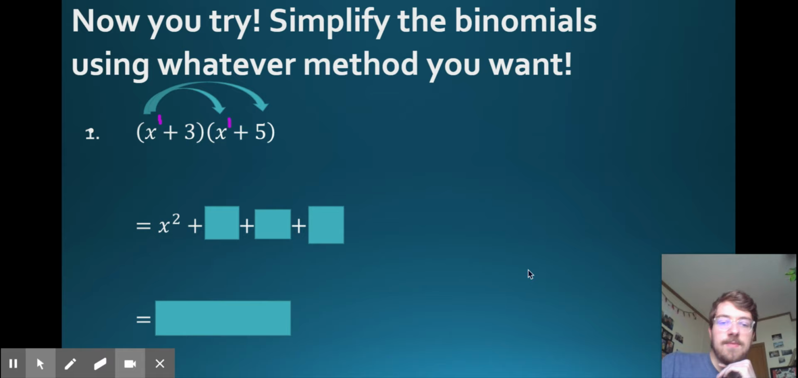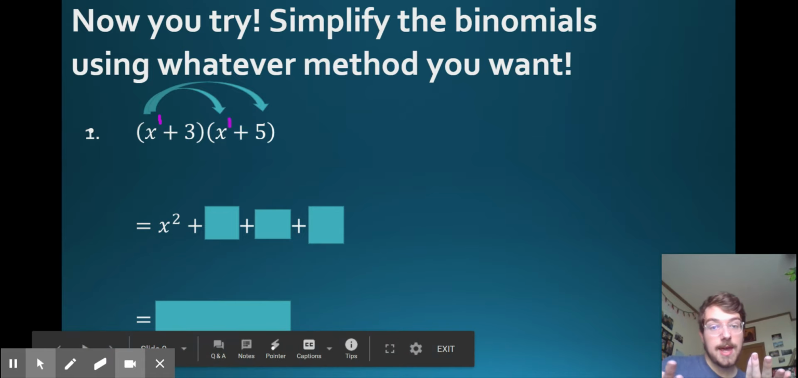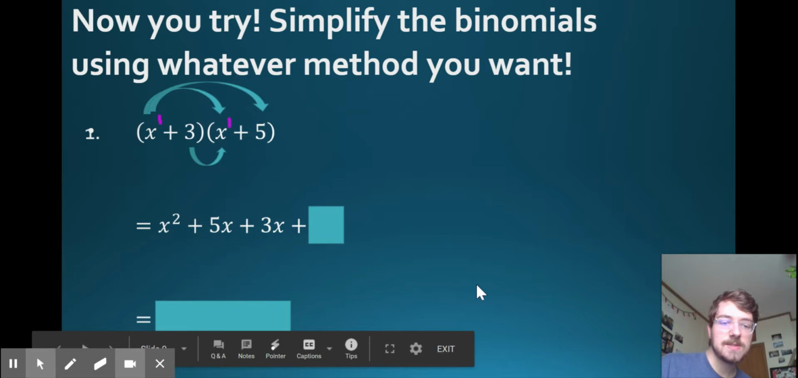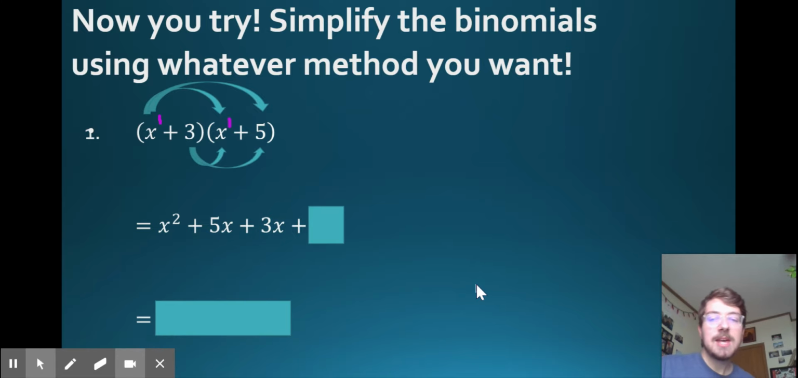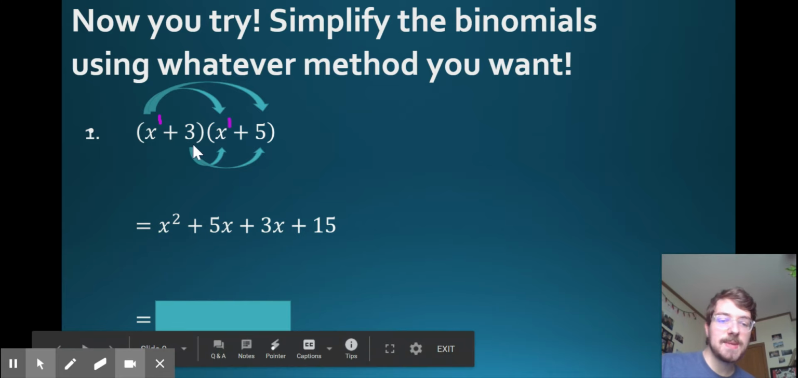So x times 5, again, I got a variable and a number, slap them together, so I got 5x. Same thing for my next part. I'm doing 3 times this x, so that should just give me 3x. And last bit, 3 times 5, just my numbers, I've got 15. And they're all pluses because I've got nothing but positives here.